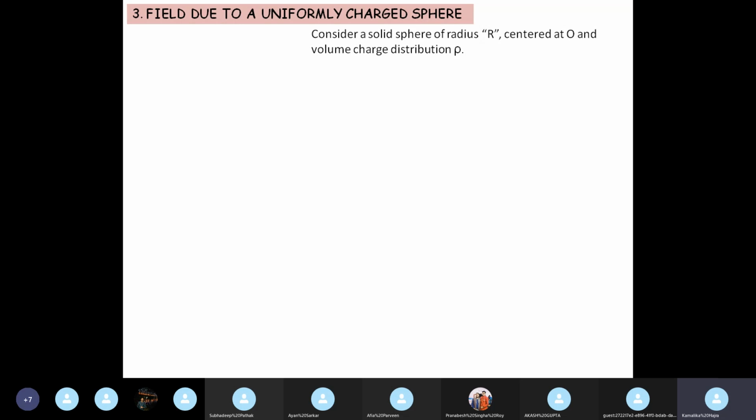If it is a linear object which is carrying a charge, you have to consider line charge distribution. If it's a hollow object, say a hollow cube or a hollow sphere, just the surface, then you have to consider surface charge distribution. If it is a solid object, say a solid cylinder, a solid sphere or a solid cube, then you have to consider the volume charge distribution. Since here we have been given a uniformly charged sphere, we considered the volume charge distribution rho.